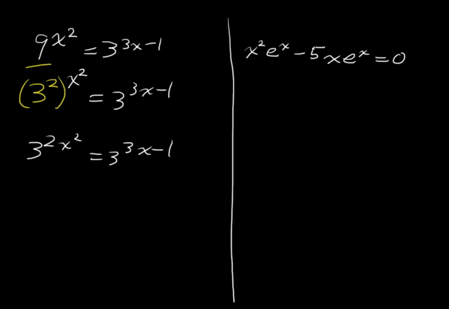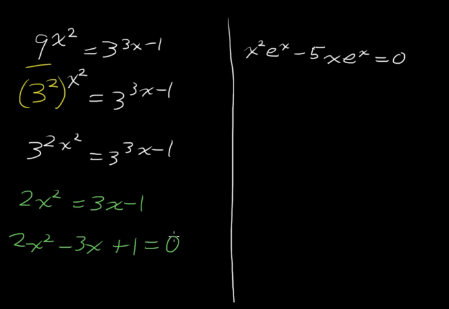Now the equation becomes just the exponents. 2x squared equals 3x minus 1, because we have 3 to that power equals 3 to another power. So now the exponents must be the same. So now we can just run through solving this. This is 2x squared minus 3x plus 1 equals 0.